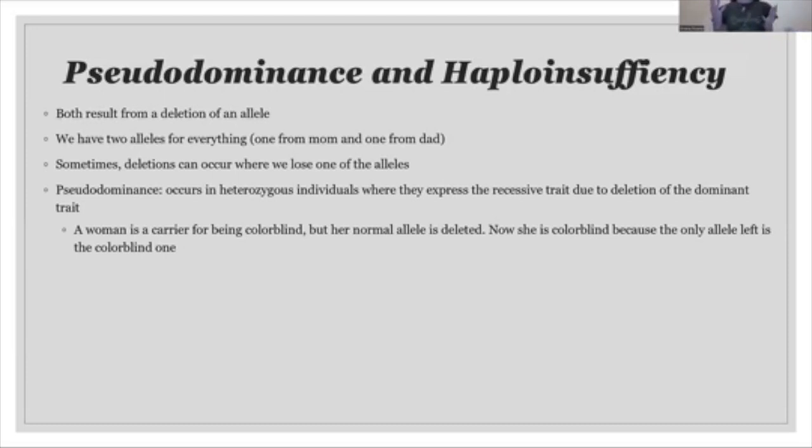So pseudodominance, if you were to just take that at face value, it's like fake dominance. And what this means is basically in a heterozygote individual, the recessive allele is acting as the dominant one since it's the one that's expressed. So whenever we look at dominant or recessive, we always say, okay, which one's expressed? In the heterozygote, that's dominant. So in these heterozygote individuals, the recessive one is expressed due to a deletion in the dominant one. So that's why it's called pseudodominance, because it's a way that in a heterozygote individual, the recessive one can be expressed.